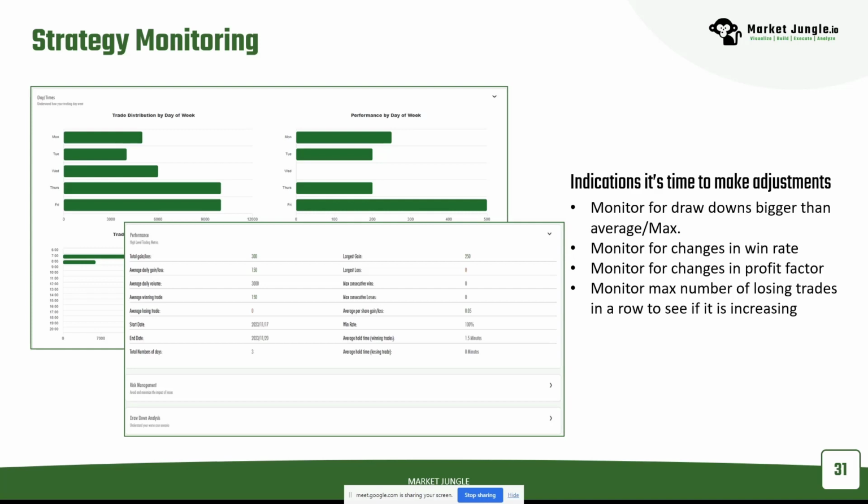Or my win rate starts to decline over time, it might be time to re-optimize. My profit factor starts to decline over time, it might be time to re-optimize. My max number of losing trades when I did all my testing was 10, but now I'm at 15. Well, it's probably time to shut that strategy off and re-optimize. So just another way to leverage Market Jungle in your trading here.